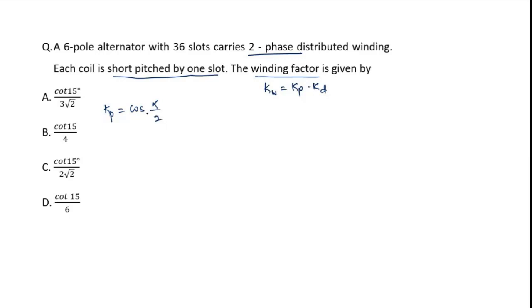So if you want to calculate alpha, you need to calculate gamma. Gamma is equal to 180 by S by P. So 180 by number of slots, which is 36, and number of poles, which is 6. You'll get it as 30 degrees.